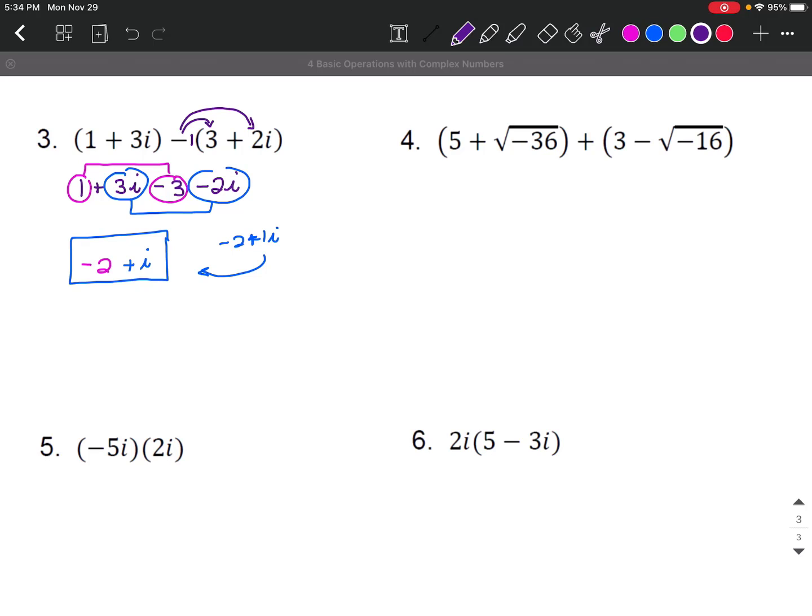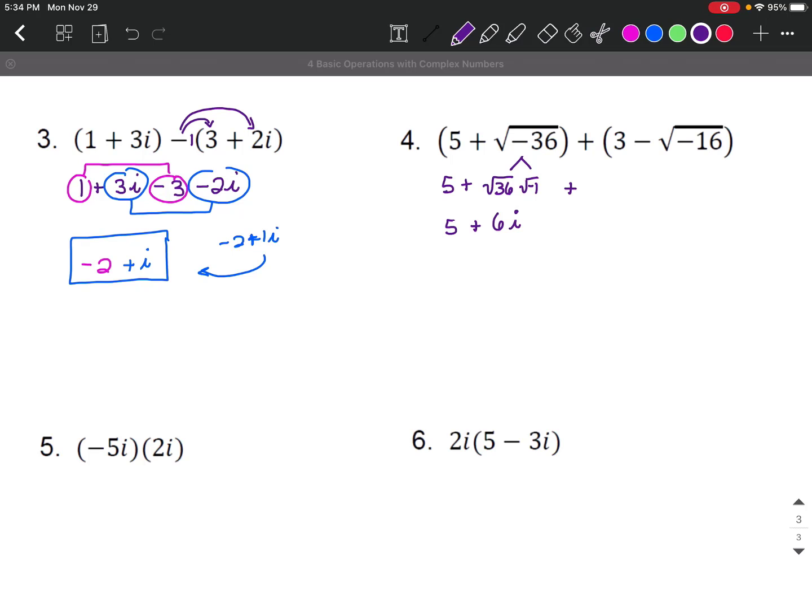Now, if we take a look at number 4, we've got radicals. So we need to simplify. This is going to be 5 plus, now I have to break this up, the square root of 36 times the square root of negative 1. The square root of 36 is 6, and the square root of negative 1 is i. Don't forget to bring down that 5 plus.